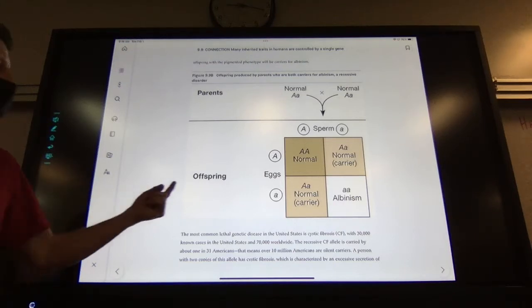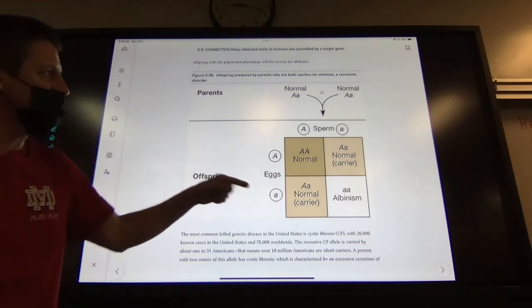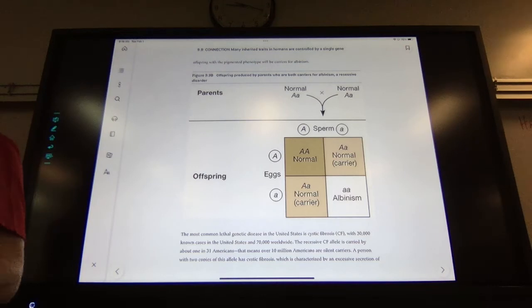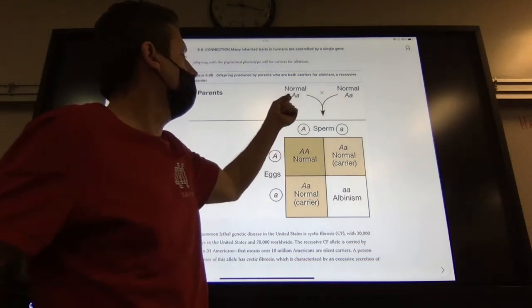So if the mom is capital letter A and lowercase letter a, meaning that it's a different allele or a form of the gene, you can see that it's a 50% chance that the egg is going to have one or the other. And then the same thing for the sperm, right? So they're showing you what the parents are.